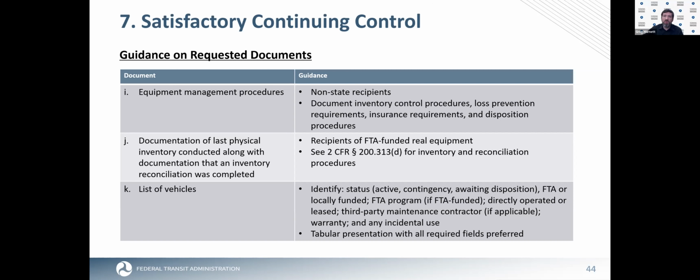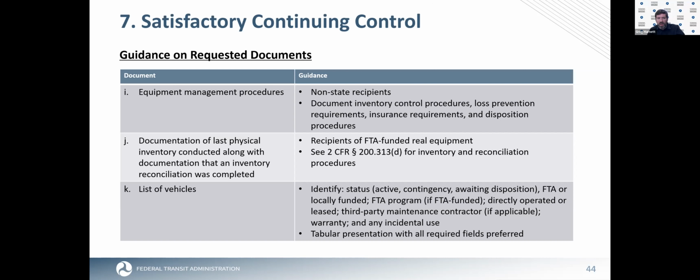Absolutely. Yeah. So if you have any item of capital equipment, usually defined as costing more than $5,000, a good example might be a vehicle lift, that would also have to be, as Matt just described, in this physical inventory. So not just vehicles, any FTA funded equipment assets.